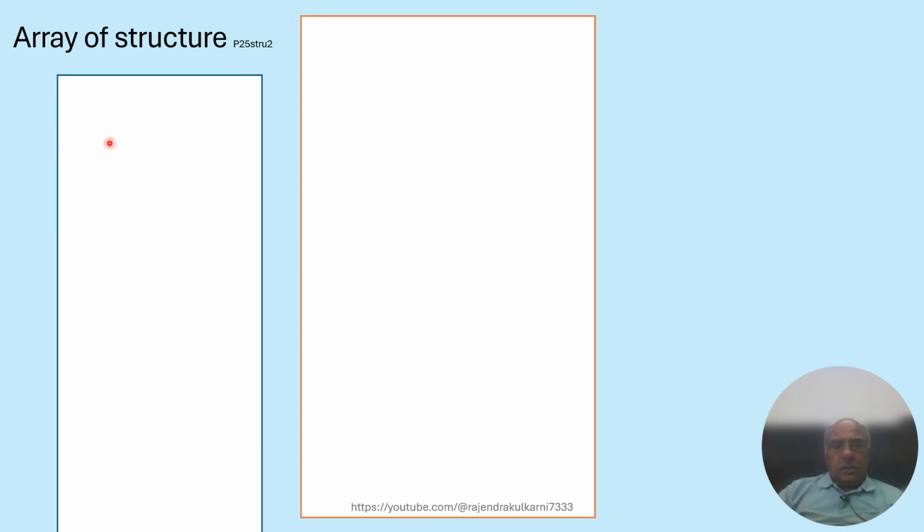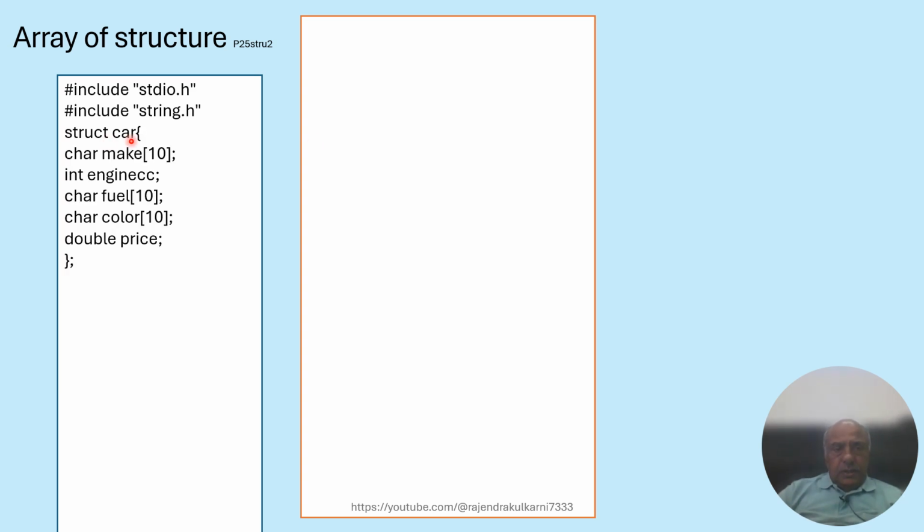Now in this slide we are going to understand how an array of structures is used, how it is defined, how it is initialized, and how it is used in our program. We have declared a structure called car with these five or six variables as its elements, where make is a string, int engine cc, char fuel, char color, and double price.